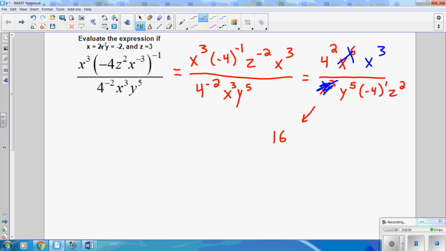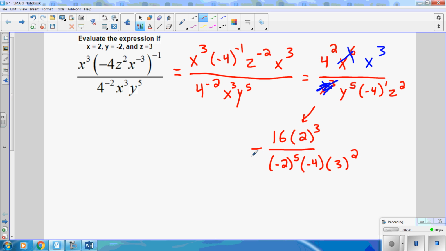Well, x is 2, so it's going to be 2 to the third power. And then on bottom, y to the fifth. Y is negative 2. We have negative 2 to the fifth power. And then 4 to the negative 1, well, that's negative 4 to the first power, actually. That's just going to be negative 4. And then you have z to the second. Well, z is 3, so this is going to be 3 squared.